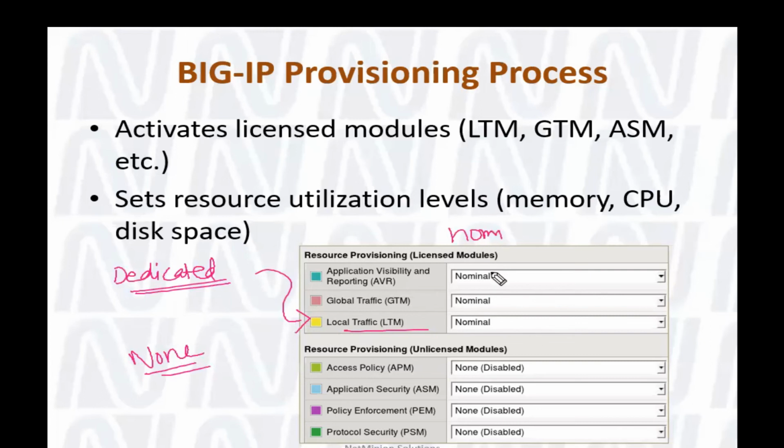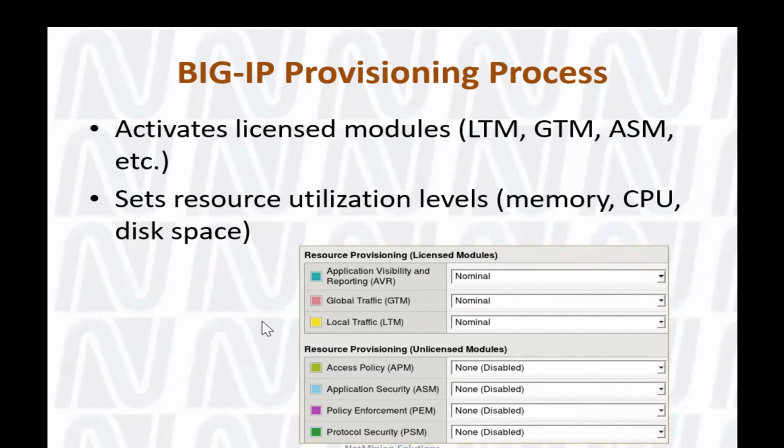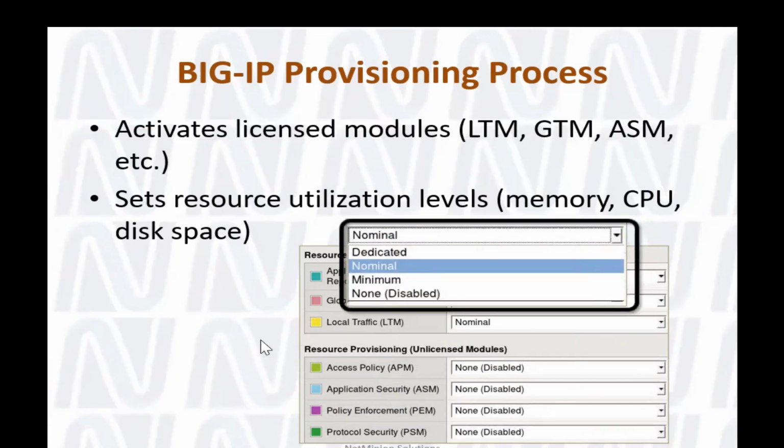Then there are 2 more. One is nominal. Nominal means whatever resources we require, we are providing those resources. And the very last is minimum. Minimum means we are squeezing the resources as much as possible. Generally, in your environment, if you check the resource provisioning, it would be nominal everywhere, because sooner or later you may require different modules to be provisioned. So you should have nominal in your environment. These 4, I hope everybody is aware of now. This is how we can do the provisioning.